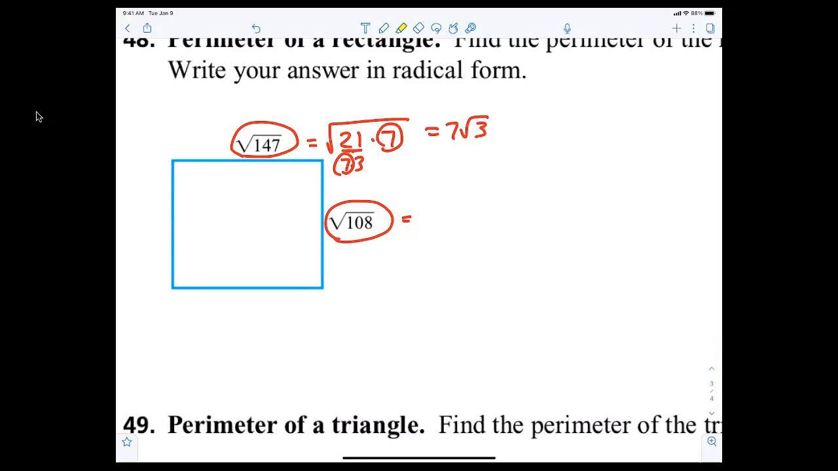Now, over here, I have a 3. So I told you something earlier. If there's a 3 here, there's probably a 3 over there. So what is that? That is correct. 36 times 3. So that's 6 radical 3. So if this length up here is 7 radical 3, and this is 6 radical 3, I need the perimeter.